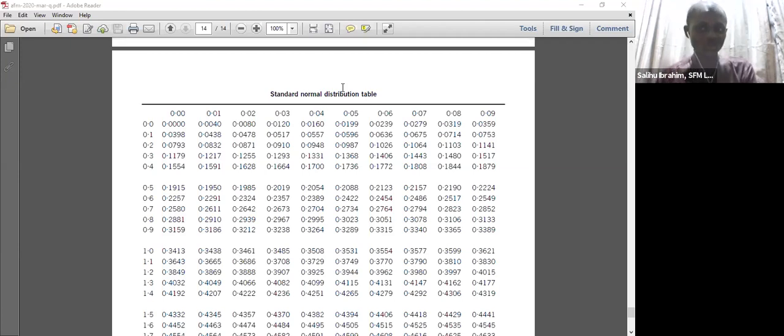What you are going to do is pick the first two figures. The first two figures are going to be the whole number and the first decimal. Please, are we together? Let me see your response. Are we together or are we asleep?